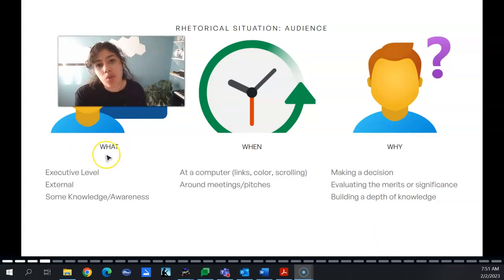In this case, formal reports, if your what, when, why falls into a very executive level, that is for people about to make a decision and really understanding a topic deeply, you might be in report territory.